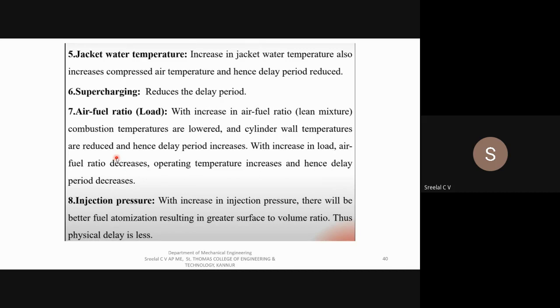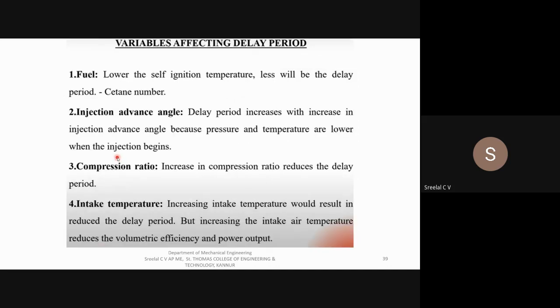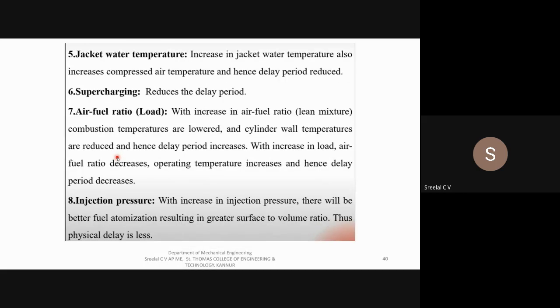Next, we are going to discuss the supercharge. The supercharge, as we all know, we were discussing the same here. The high pressurized air will be given, right?